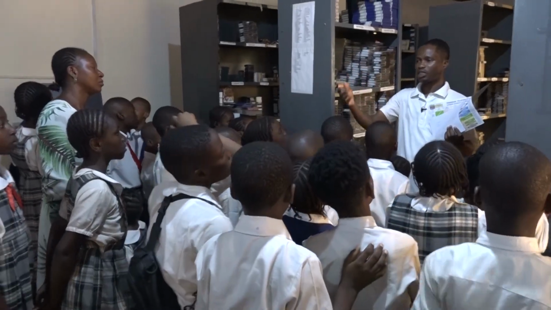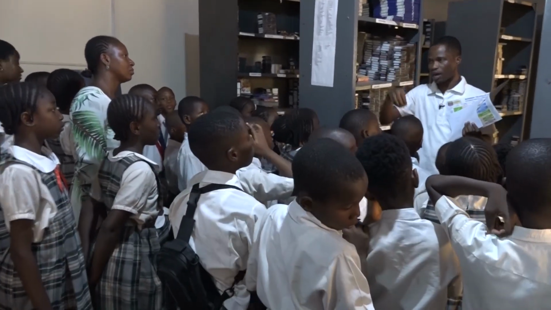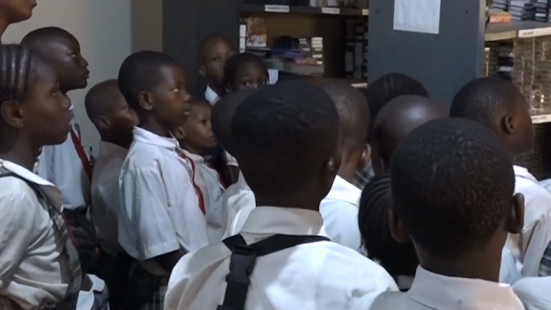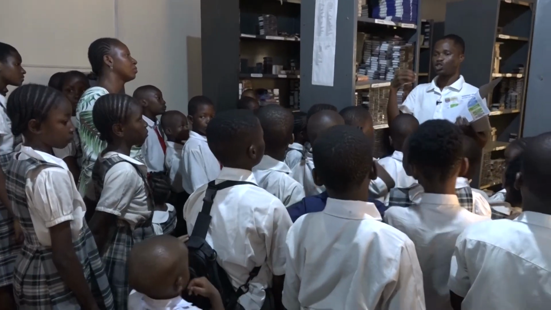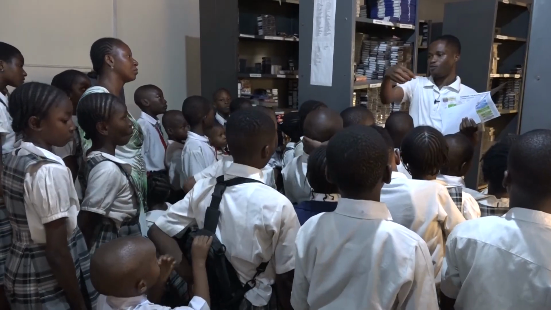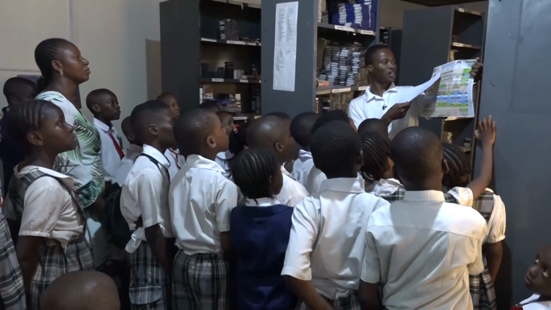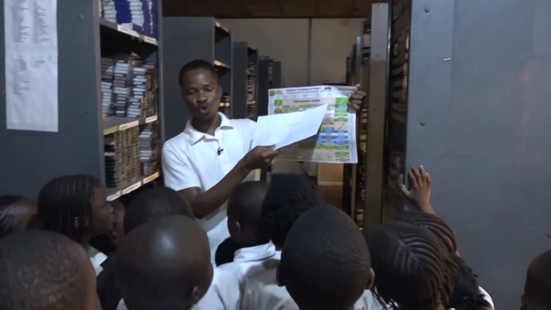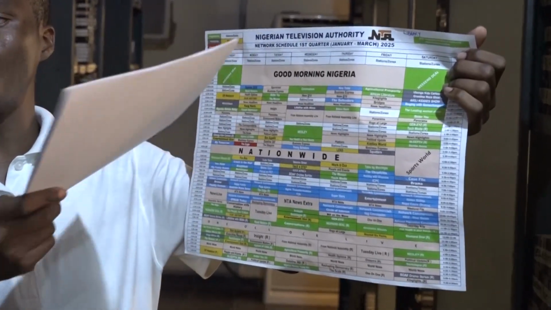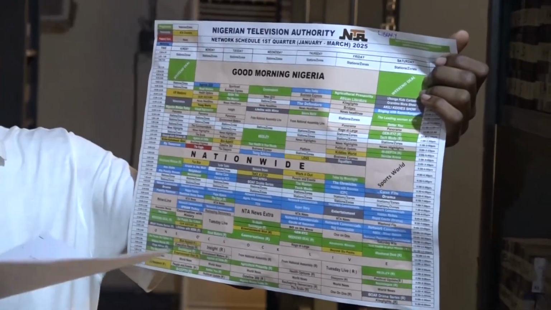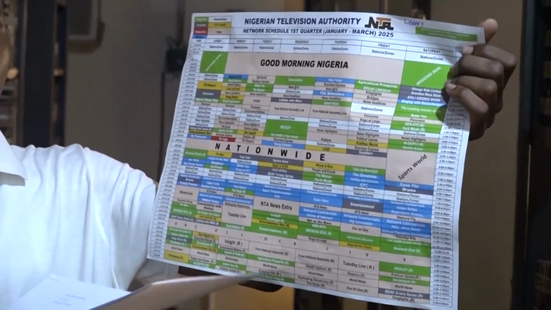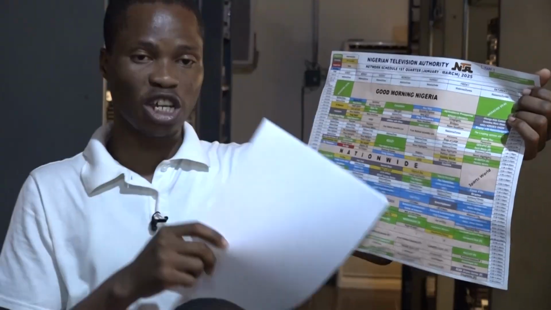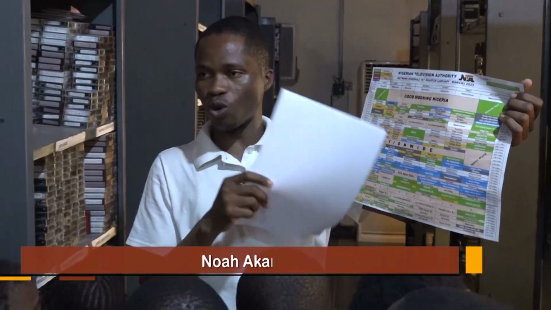We have different producers that go out and produce programs. When they finish editing those programs, they bring them to this library. This library will then preview those programs and ascertain if they are fit for transmission before they go on air. You can see the Nigerian Television Authority network schedule, first quarter, January to March. This is the kind of guide for all the programs we transmit and air here in NTA. We don't just transmit any program. It must have been scheduled for transmission before it goes on air.